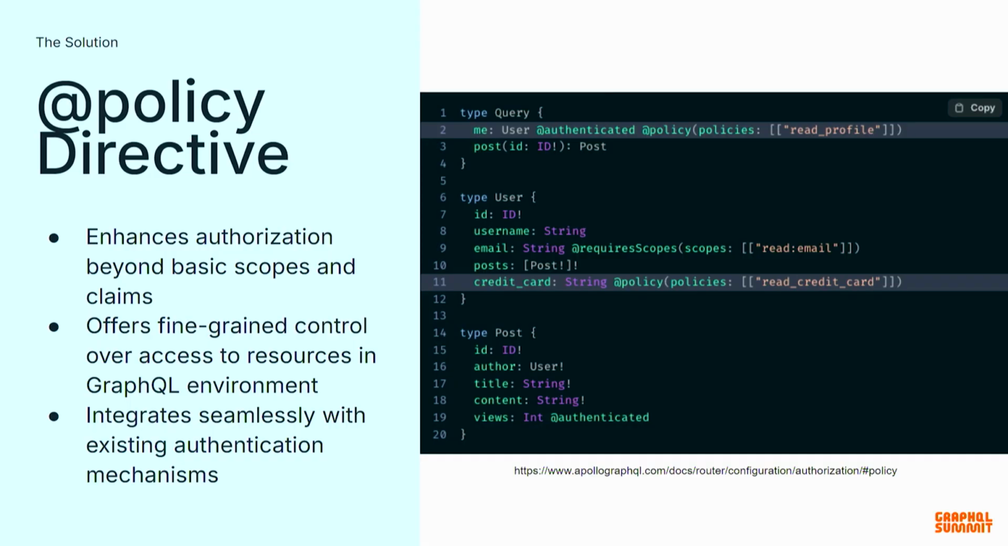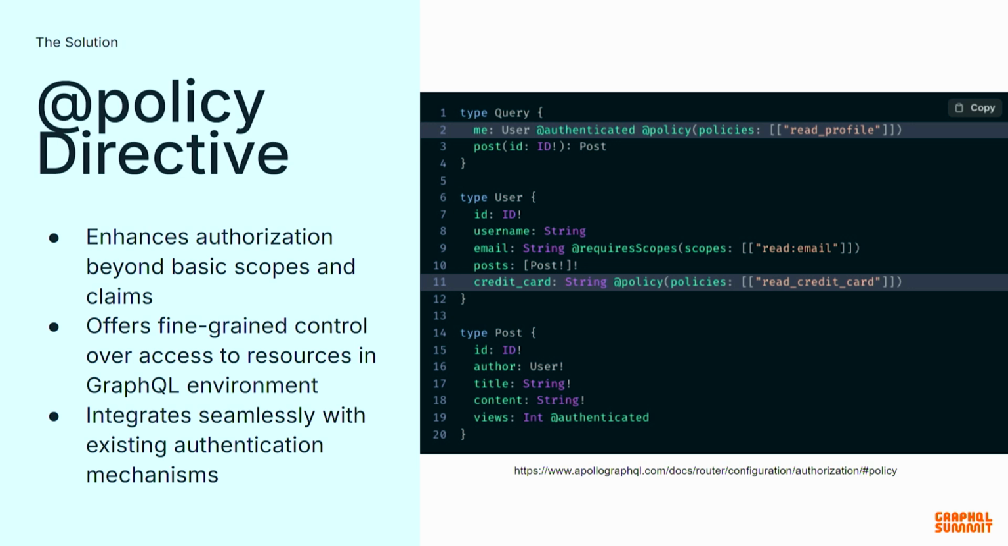So when we were facing these issues, we had a meeting with the Apollo team and we were looking for a solution from them. The solution proposed was the @policy directive. I can say that this @policy directive was really a game changer for us. It was like a complete solution for authorization. So let's see how we can enhance authorization in GraphQL using this @policy directive.